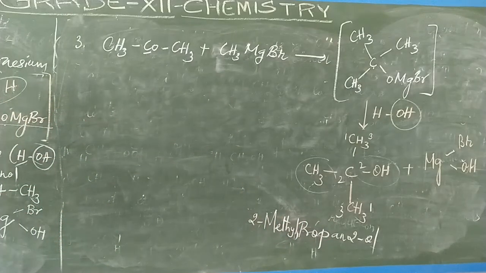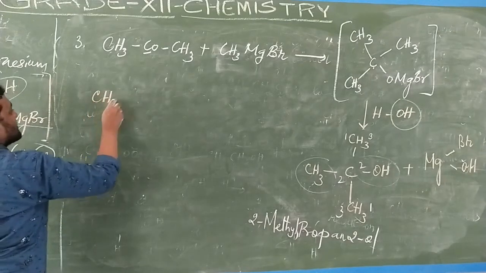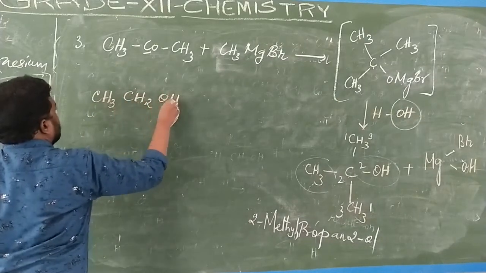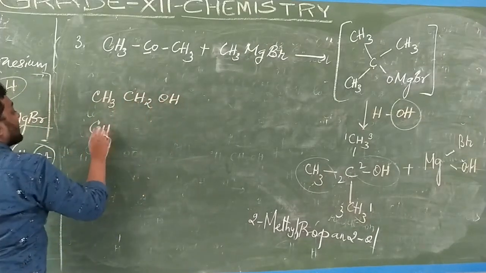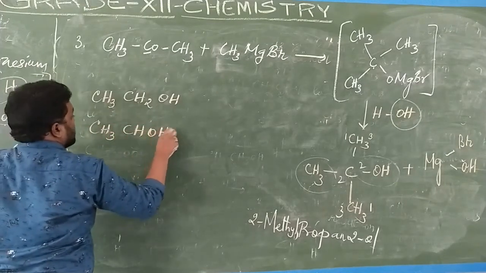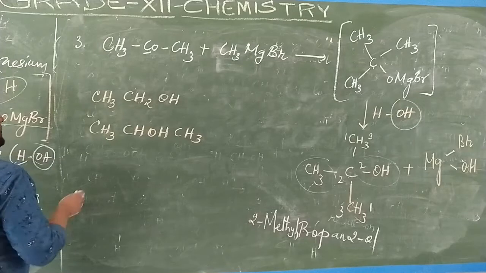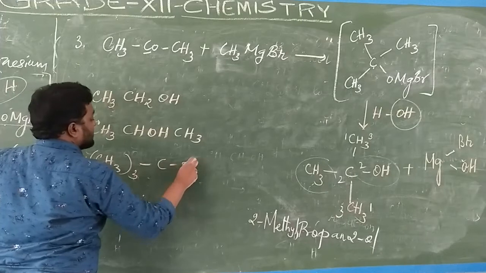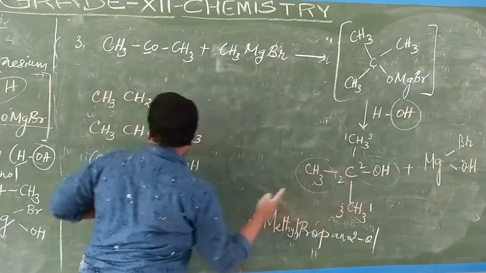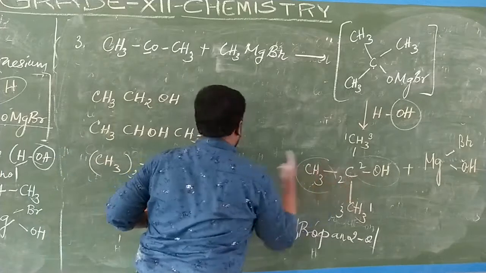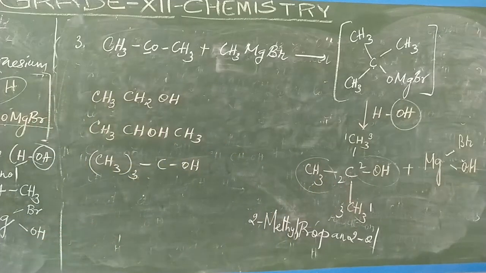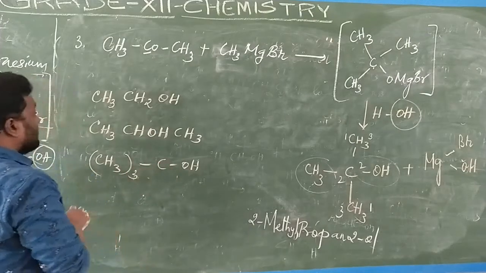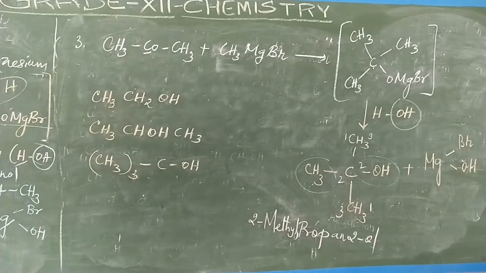Now the difference between primary, secondary and tertiary alcohols. This is the classification of alcohols. Primary alcohol is CH3CH2OH. For secondary alcohol I have written CH3CHOHCH3. For tertiary alcohol, what I am writing is CH3, where CH3 is attached thrice to the C bonded to OH. Now you see, which is the alpha carbon atom?